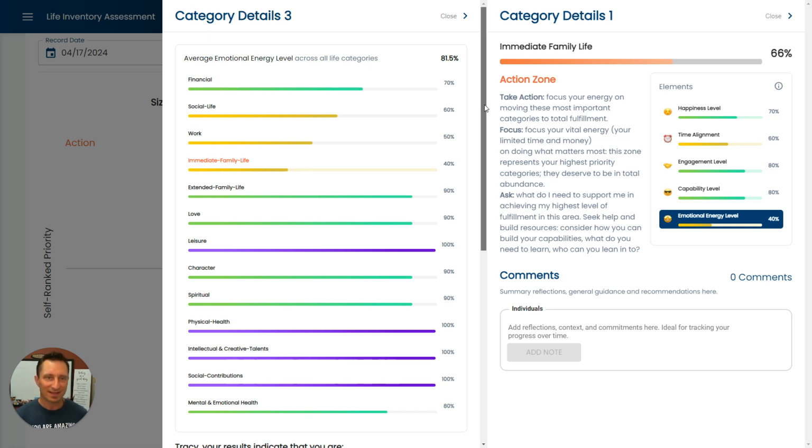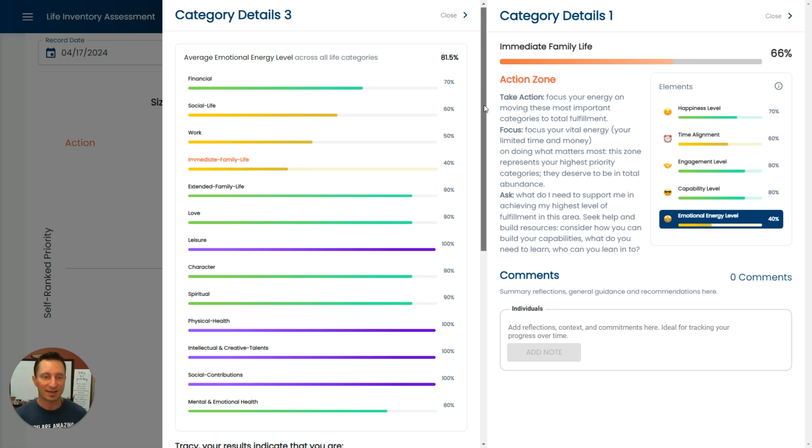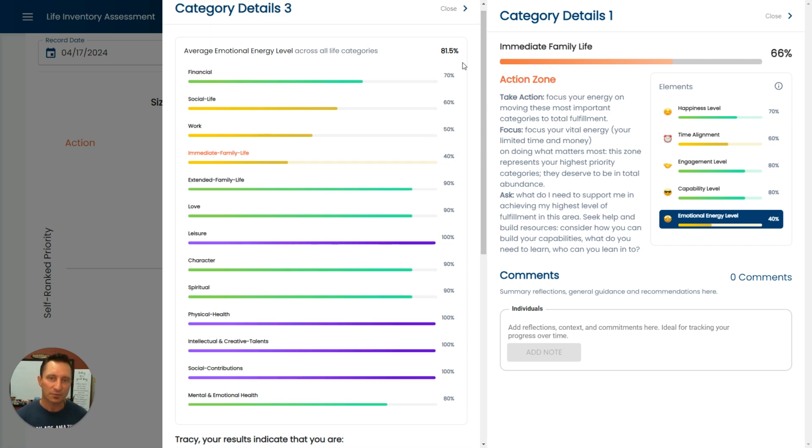When I'm investigating a certain life category, in this case her immediate family life, I go through this graph and I say, okay, her emotional energy level in immediate family life is 40%. So that's 40 out of a possible 100. So we know it's low. And I can compare how much lower that is compared to her average. In this case, this person's average is quite high, 81.5. Compared to all these other 13 categories, that 40 is an anomaly. It's quite a bit lower than her set point.